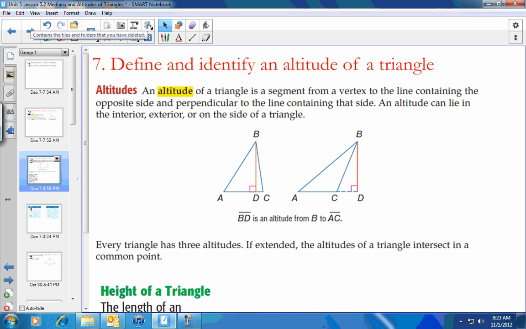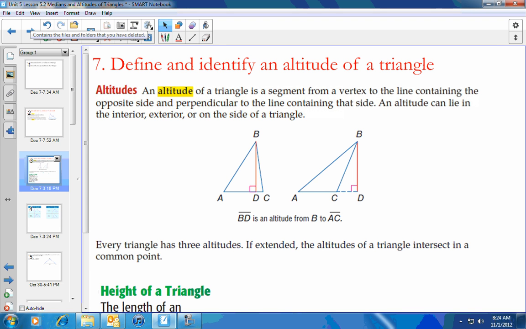An altitude of a triangle. Now, an altitude sometimes gets confused with the perpendicular bisector because altitudes are perpendicular to the other side, just like perpendicular bisectors were perpendicular to the side. But perpendicular bisectors don't always go through a vertex, do they? For an isosceles or equilateral, we can make them go through a vertex, but just in general, perpendicular bisectors didn't necessarily go through a vertex. Well, an altitude does. An altitude of a triangle is a segment from a vertex to the line containing the opposite side and perpendicular to the line containing that side.